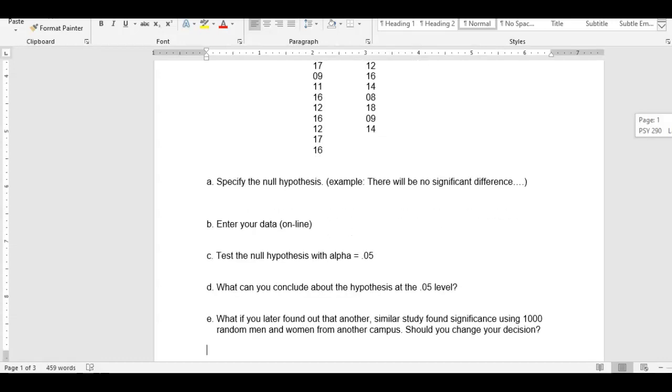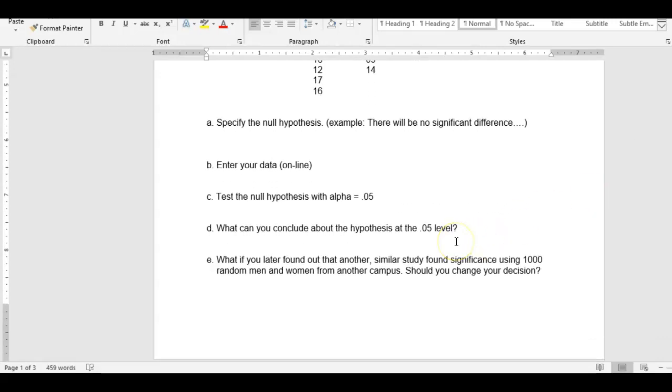D, what can I conclude at the 0.05 level? I would have to accept or retain, same thing, the null hypothesis. Males and females are not statistically significantly different. Males are slightly more angry than females, apparently, looking at the news story, but not statistically.